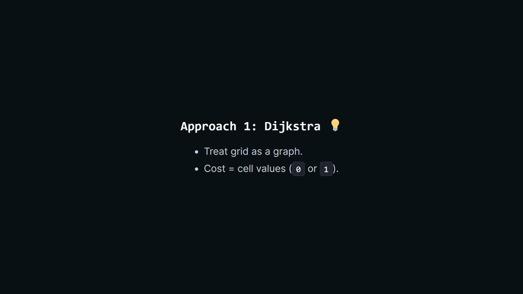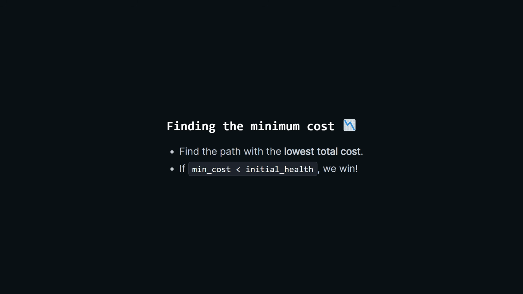So how do we solve this? The first approach is to think of the grid as a map of costs. Stepping on a 1 costs 1 health, stepping on a 0 costs nothing. This means we just need to find the path that takes the absolute minimum amount of damage. If that minimum damage is strictly less than our starting health, we know a safe path exists.